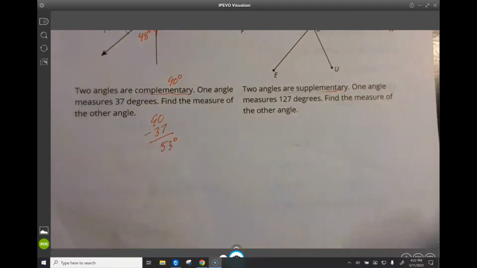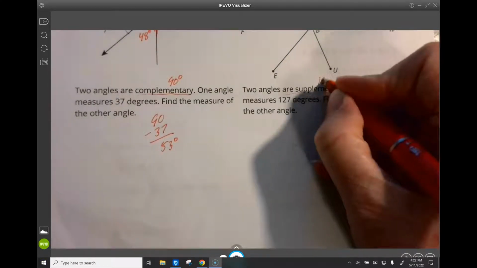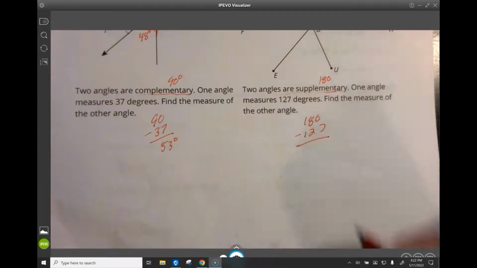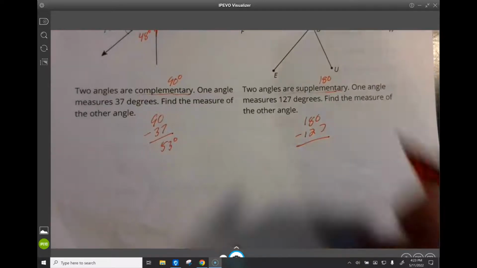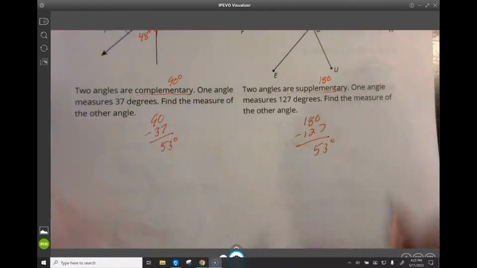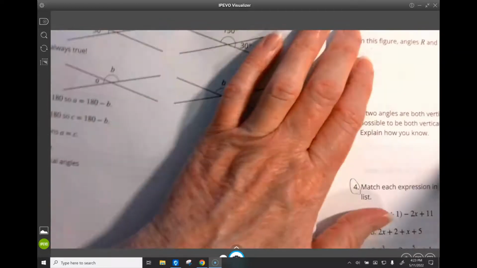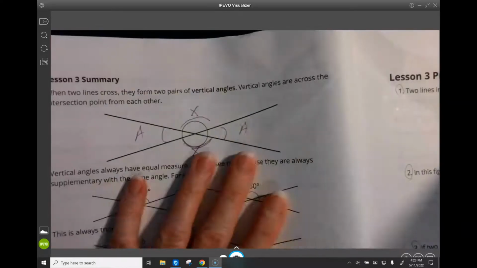Okay, so hopefully you tried it on your own, and you know that supplementary angles are 180 degrees, so we're going to take 180 minus 127, and when I take 180 minus 127, I get 53 degrees. Okay, good. Let's look at the summary, because it really does summarize so well, and I want to point out a couple things that I haven't been pointing out as well.